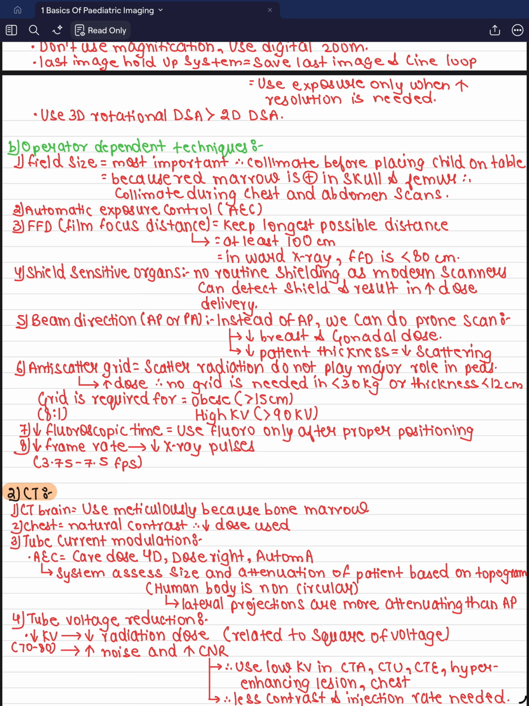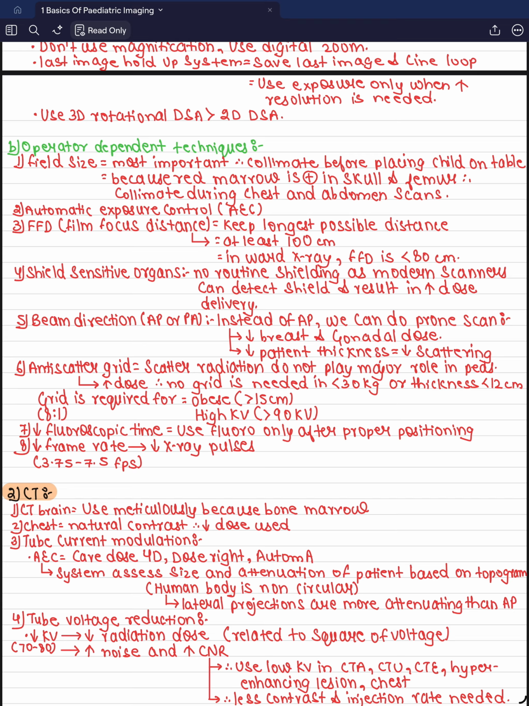A grid is required for obese children. Obese children means those whose thickness is more than 15 centimeter, or when you are using high kV, meaning more than 90 kV. What type of grid do we use in pediatric patients? 8:1.